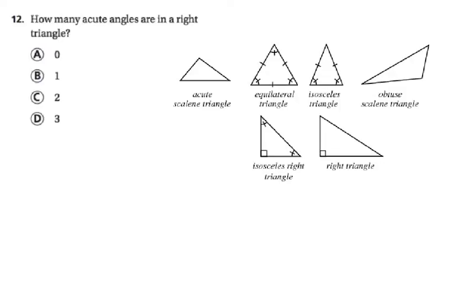Let's look at 13. How many acute angles are in a right triangle? So let's look at our right triangle, which is right here. How many acute angles do you see? 1 and 2.